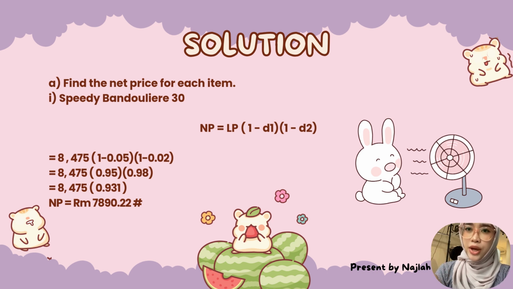Now the question is, where did I get 0.05? From the previous question, 5%, you need to divide by 100, so you will get 0.05. And for the other bracket it is 1 minus 0.02, which is the same: 2%, you need to divide by 100, so you will get 0.02. After I simplify them, I will multiply both brackets, which is 0.95 multiplied by 0.98, and it will be 0.931.